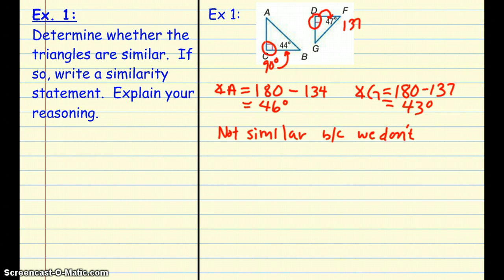Sorry about that. Because we don't have two pairs of congruent angles. Okay? So that's the first example.